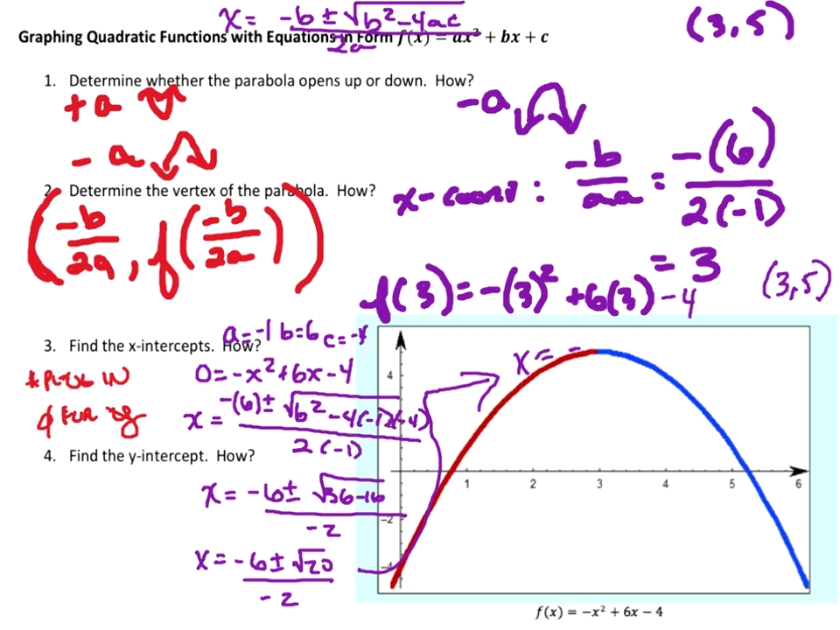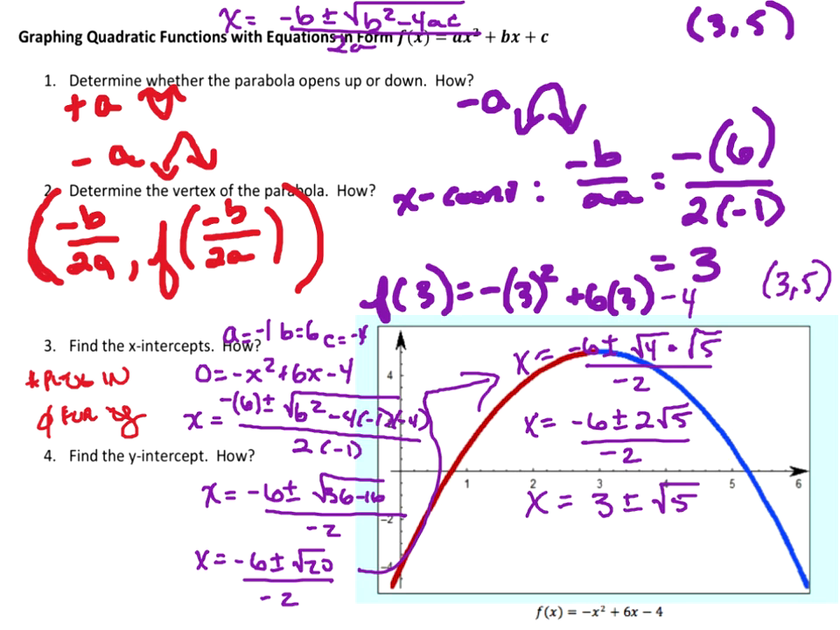X equals negative 6 plus or minus the square root of 4 times the square root of 5 over negative 2. X equals negative 6 plus or minus 2 square root 5 over negative 2. I can take a factor of negative 2 out of each of these and I get 3 plus or minus the square root of 5, which we already know, we've done the math, that's 0.76 as well as 5.24. So there are our x-intercepts. Y-intercept in general, you always plug in 0 for x.